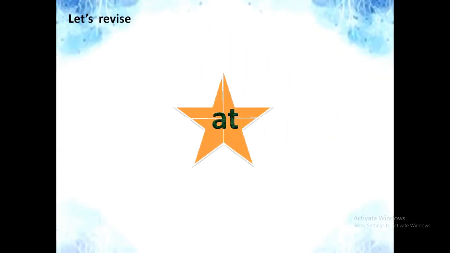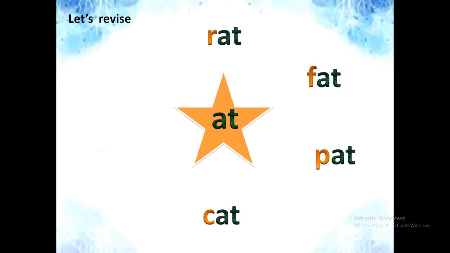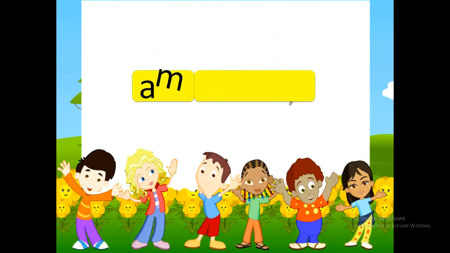Let's revise at family words. Rat, fat. Bat, cat. Mat, bat. Now on to the am family.